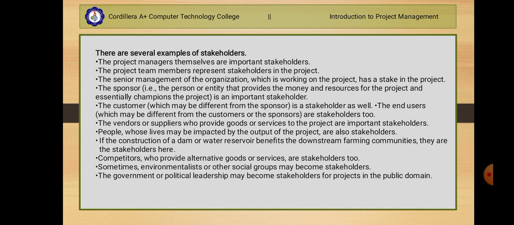Project managers themselves are important stakeholders. They consider themselves as one of the important stakeholders. Okay? So next is the project team members, who represent stakeholders in the project. As a team or project team, they also represent the stakeholders in the project.